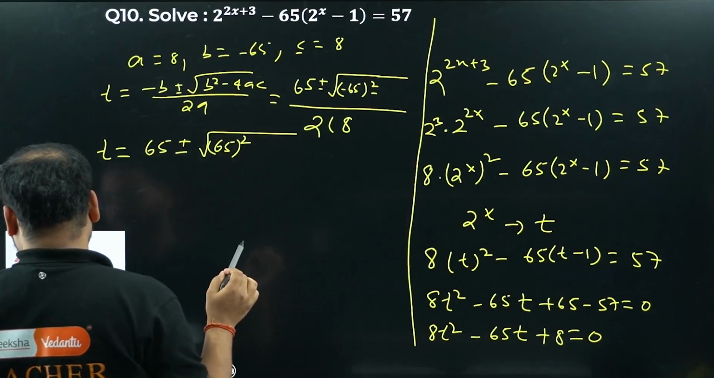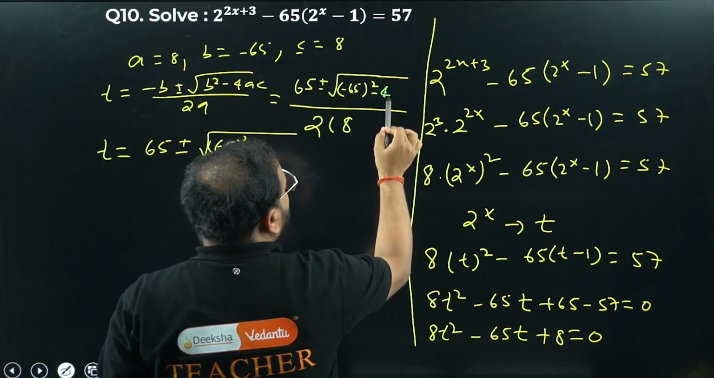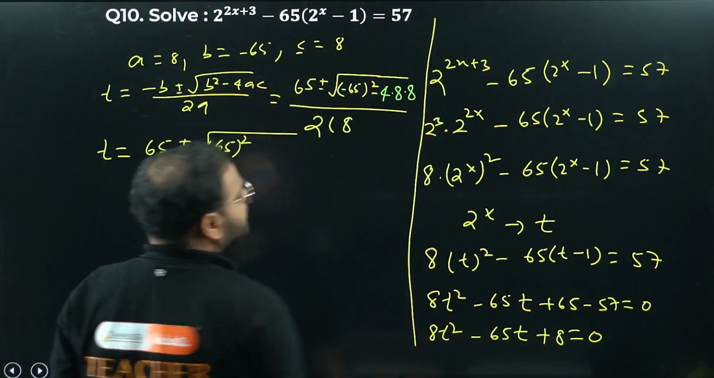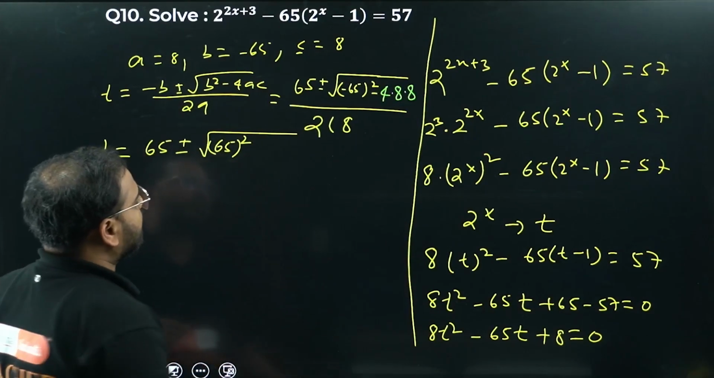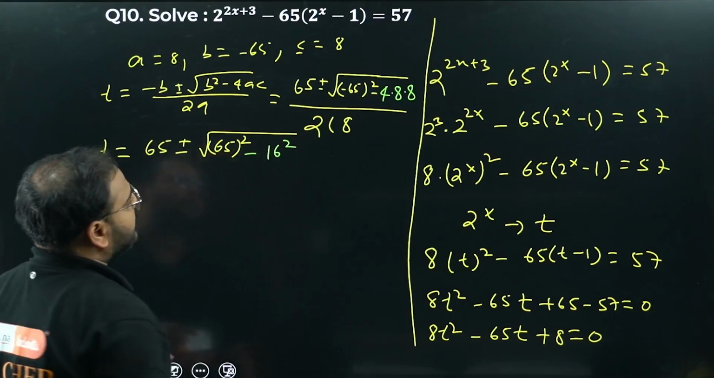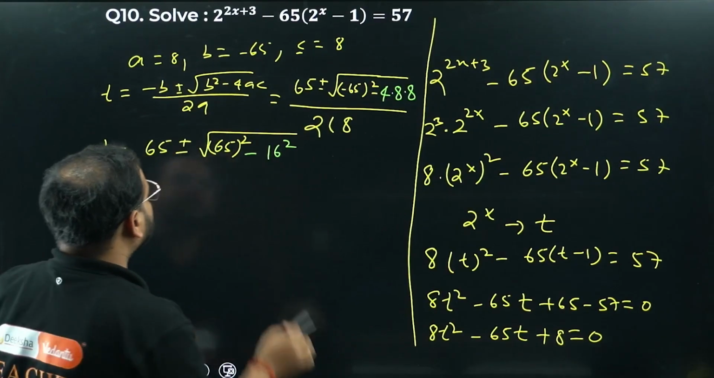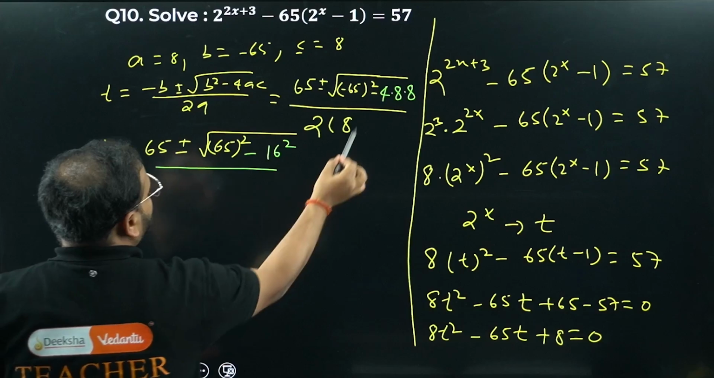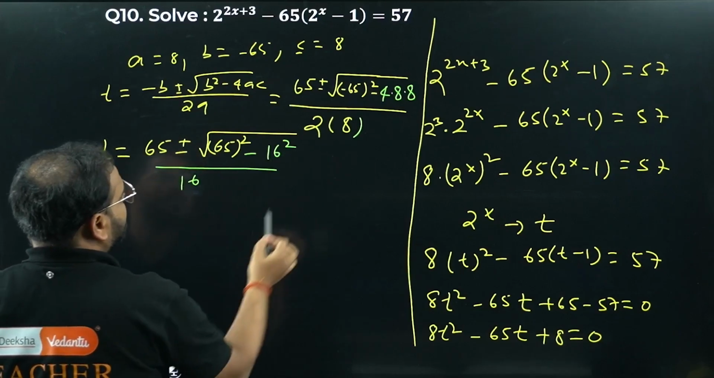So it's going to be what? It's 4 into 8, right? So it's going to be 8 square into 2 square, no? So I can write this as minus 16 square, right? 8 square into 4 is 2 square, divided by 2 into 8. How much is that? 16. Please check again.